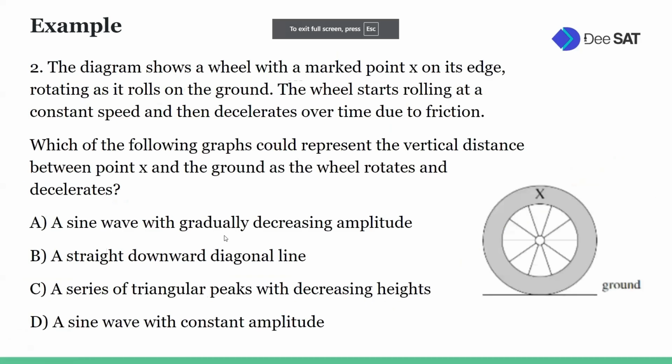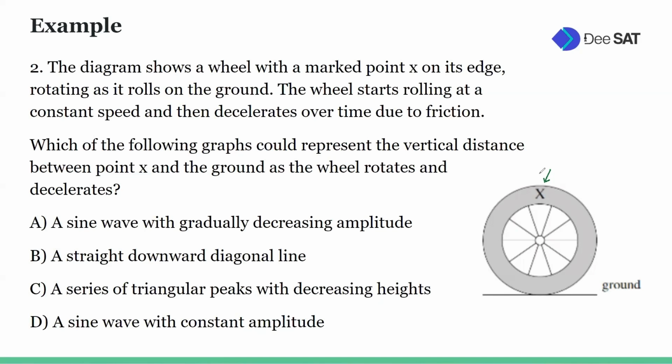Okay, moving ahead to the second example. This is more or less a very practical example. It says the diagram shows a wheel with a marked point X on its edge. You can see that point X is above the wheel. Rotating as it rolls on the ground, the wheel starts rotating at a constant speed and then decelerates over time due to friction. Which of the following graphs could represent the vertical distance between point X and the ground as the wheel rotates, as it decelerates?